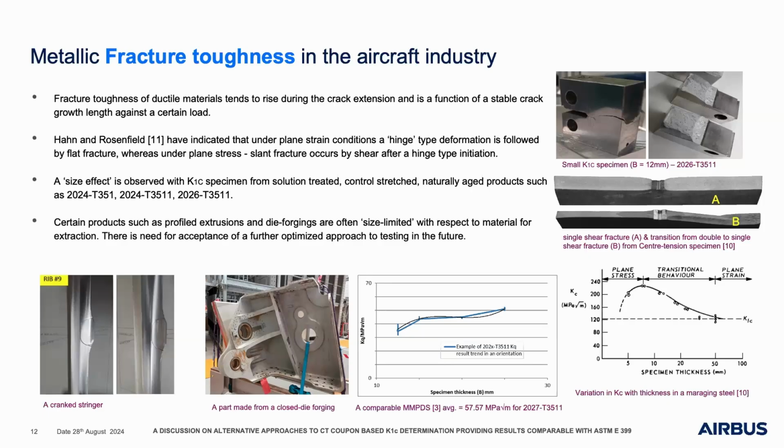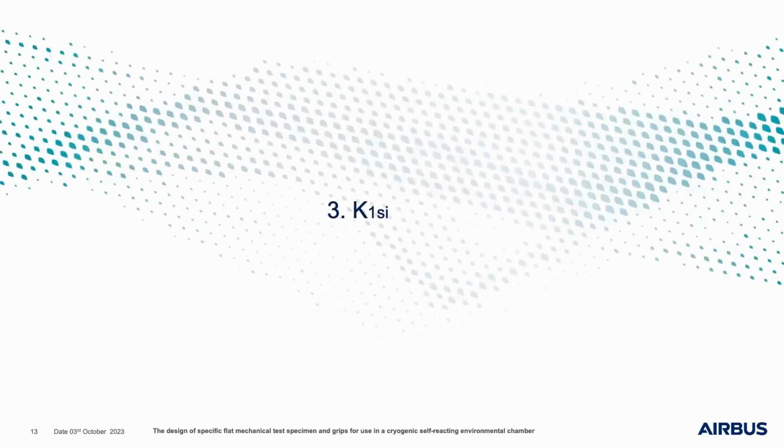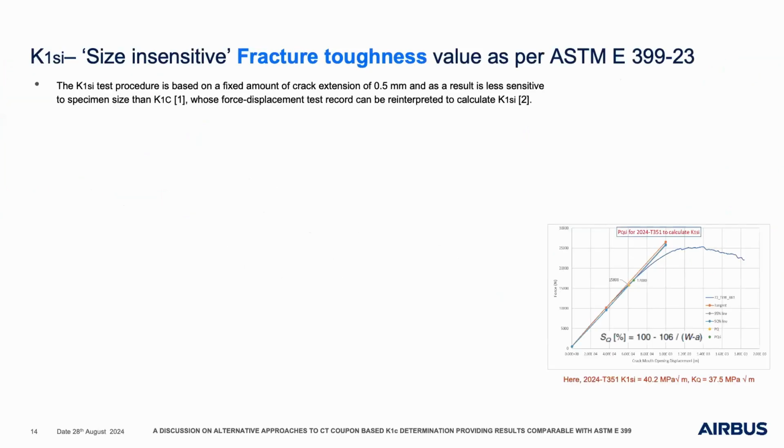Certain products, such as profiled extrusions and die forgings, are often size limited. So the room to extract specimen from there is limited. So you can't get thick specimen to obtain large enough, an ideal fracture. You might end up with things like this, or a bit more complicated as it gets really thin. So K1SI was introduced based on an old concept by an academic called Wallen.